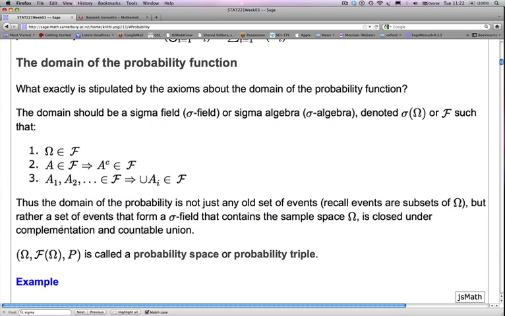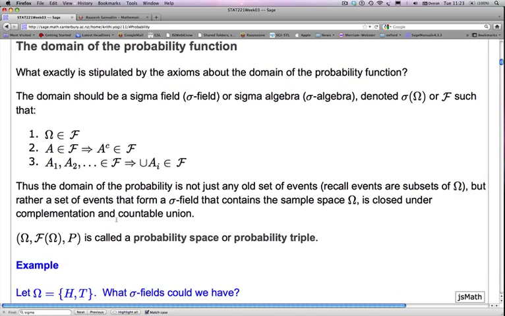So thus we say that the domain of the probability is not just any old set of events, but rather a set of events that form a sigma field that contains the sample space, is closed under complementation, and is closed under a countable union. We say it's closed under complementation because if A is an element of F, then A complement is also an element of F. Similarly, if we have a set of events and all of them are in F, and that implies that their union is also in F, then we say F is closed under countable unions.